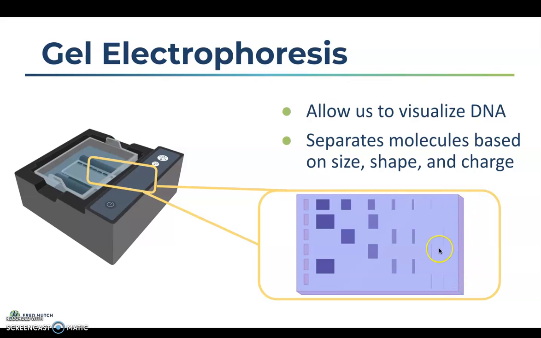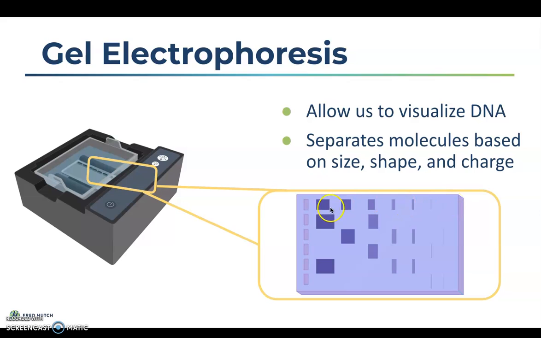Now I say gel because this truly is a block of what kind of looks like Jell-O, and it has tiny little holes in it that the DNA can move through, okay? So we load it on one end, we put a positive electrode on the other end, and then we turn our electrical box on, and the DNA moves through the holes in the gel towards the positive electrode.